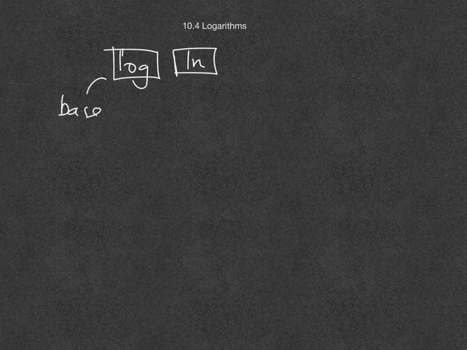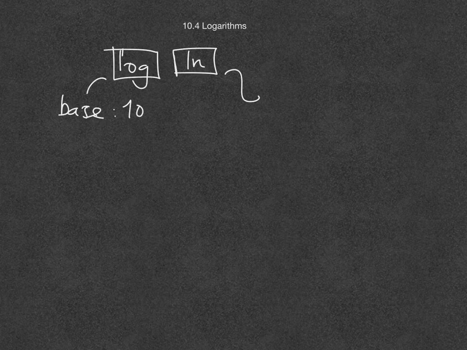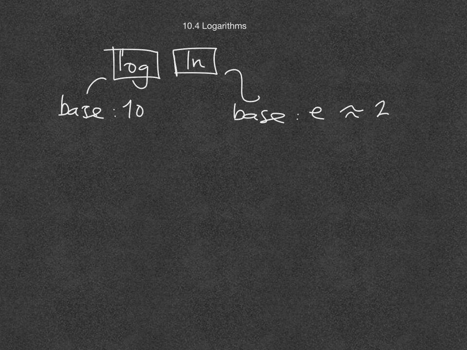So the base for the logarithm is the number 10. And the base for the ln, which is also called the natural logarithm, is the number e, which can be approximated to 2.72. But it's an irrational number, so it has an infinite number of decimals.